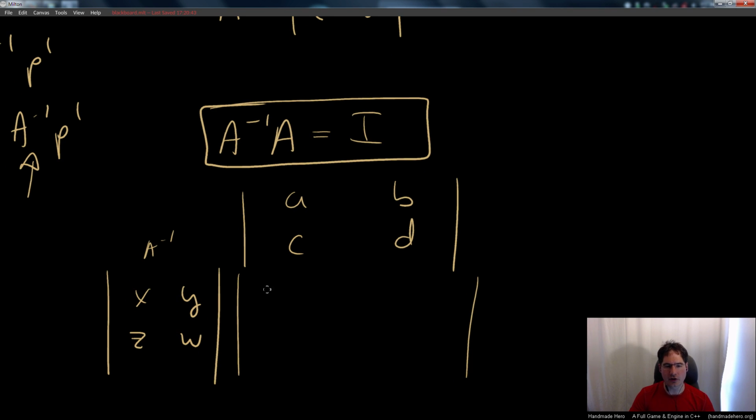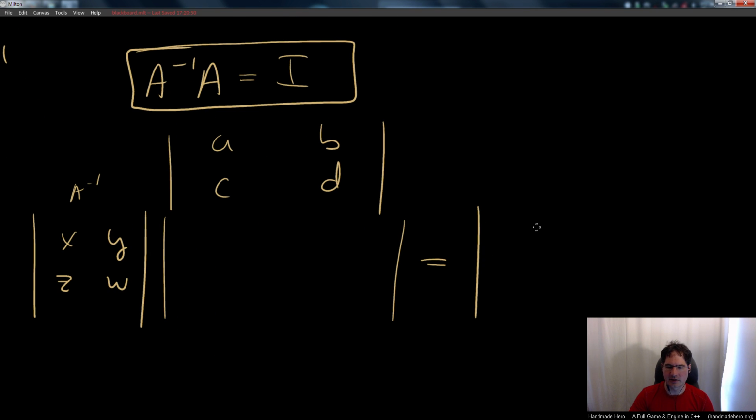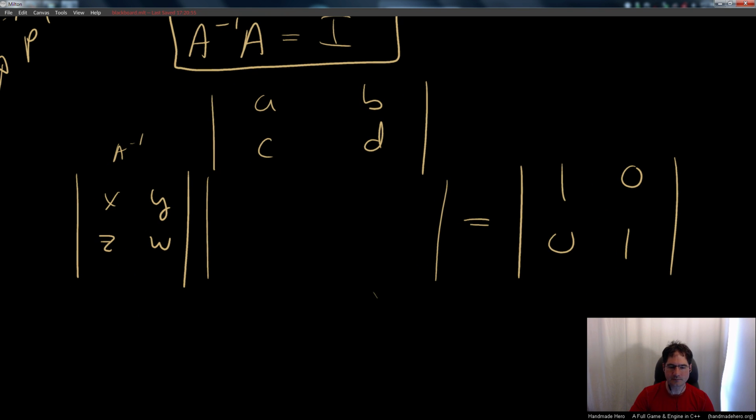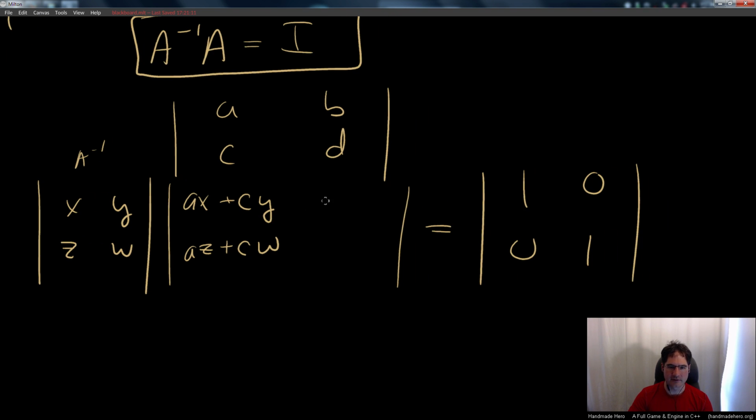So what are all the terms of this product here, right? And I know, again, that this equals the identity matrix: 1, 0, 0, 1. There you go. So what are the terms? We know how to do matrix multiply. We've done it tons of times on Handmade Hero. So I've got AX plus CY in here. I've got AZ plus CW, right? I've got BX plus DY, and I've got BZ plus DW, right? Those are my dot product terms, right?